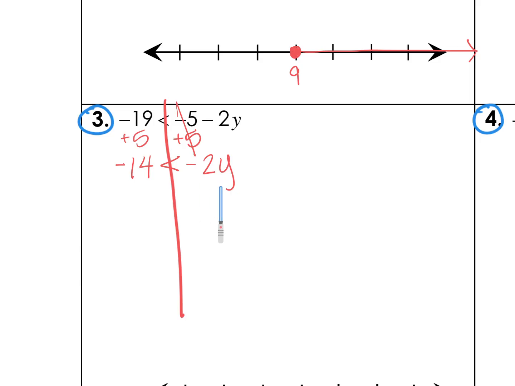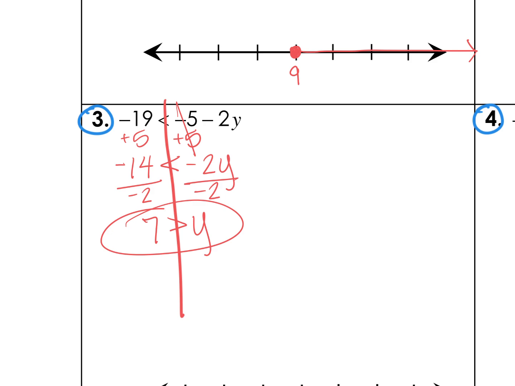Now I need to get my negative 2 away from my y. The opposite of multiplication is division. Divide both sides by negative 2. Over here, negative 14 divided by negative 2, I am left with 7. Before I write my inequality, ask yourself, did I multiply or divide? Yes, I divided. Is it positive or negative? I divided by a negative number, which means I need to flip my inequality. The open part is going to face the opposite direction. On the other side, I'm left with y. This is what I'm going to graph.